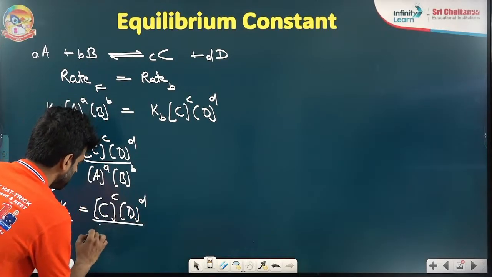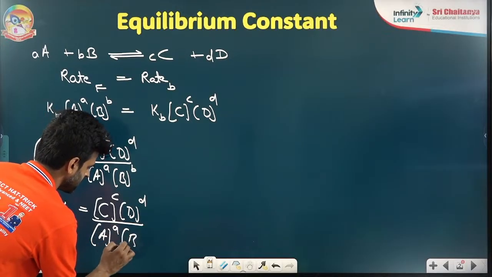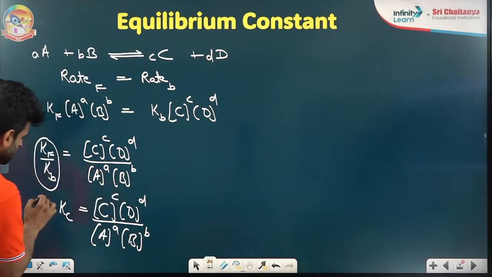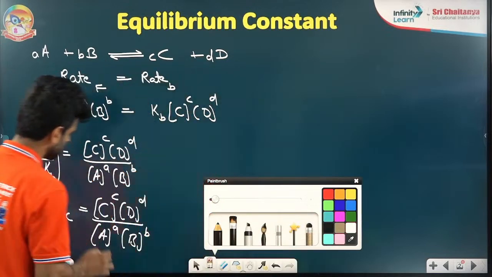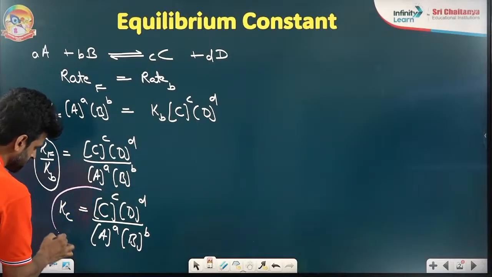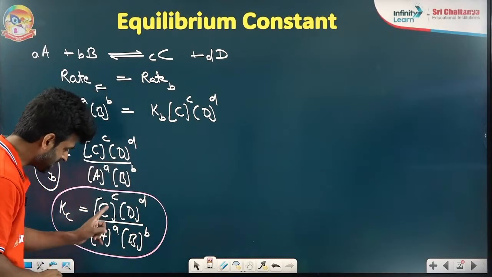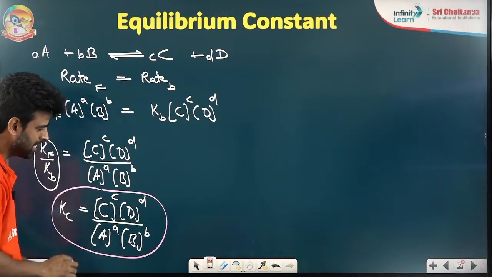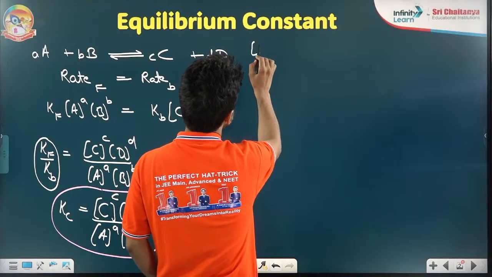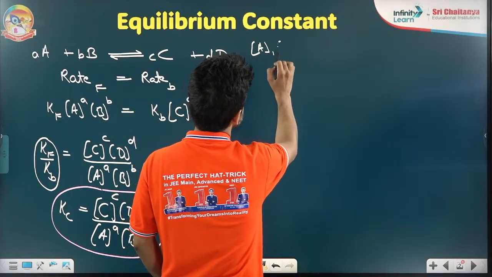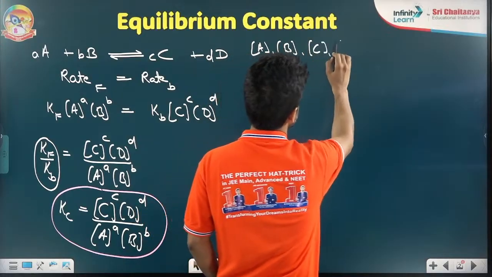In terms of concentration, that's why I am saying. This is the expression for your equilibrium constant. Fine? What are the brackets A, B, C, D representing? These are representing the concentrations of A, B, C, D.